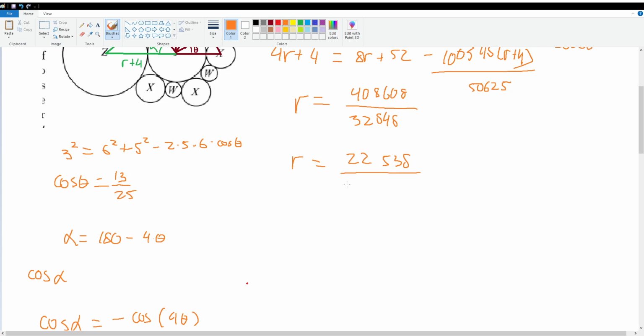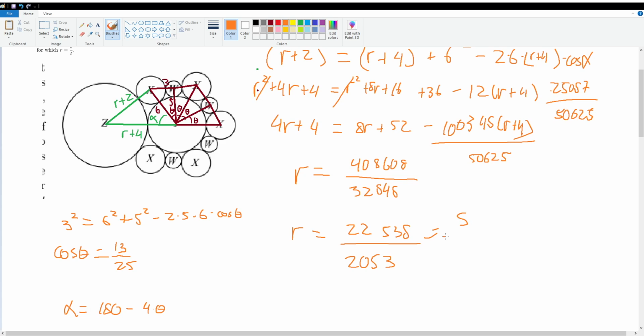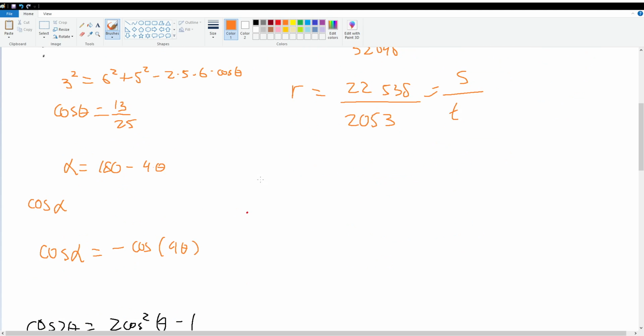r would equal 22538 over 2053, and we're given in the question that r is equal to s over t. So in our therefore statement, we have to write therefore s would equal 22538 and t equals 2053.